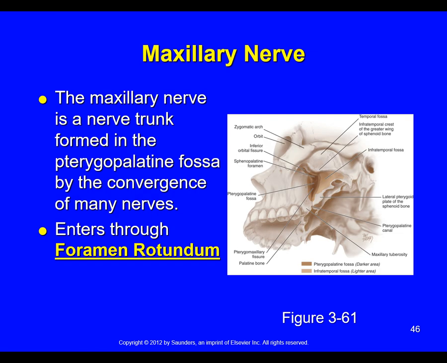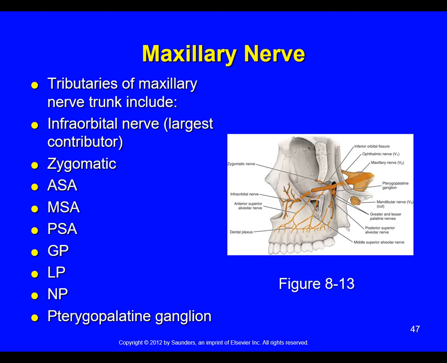So the maxillary nerve V2 trunk forms in the pterygopalatine fossa by the convergence of many nerves, and it enters through the foramen rotundum. The tributaries of the nerve trunk, which we just saw in that last picture, the diagram, we've got the infraorbital, the zygomatic, the ASA, MSA, PSA, GP, LP, NP, and then the pterygopalatine ganglion.